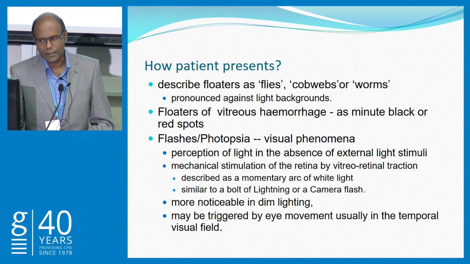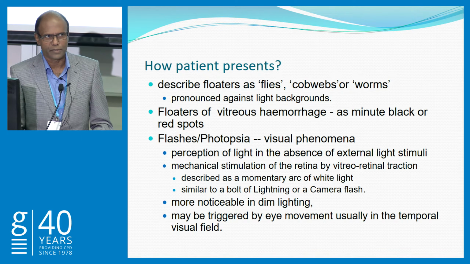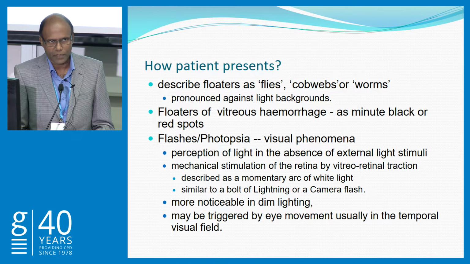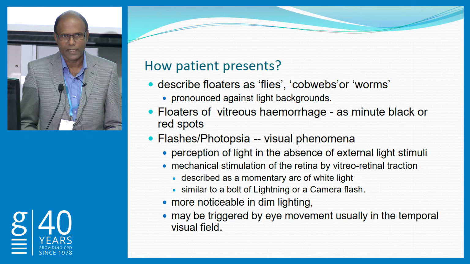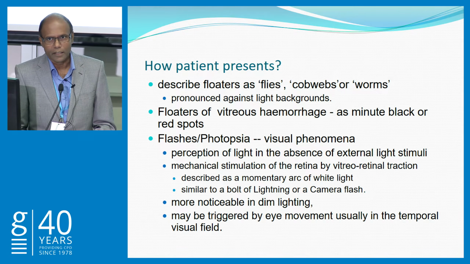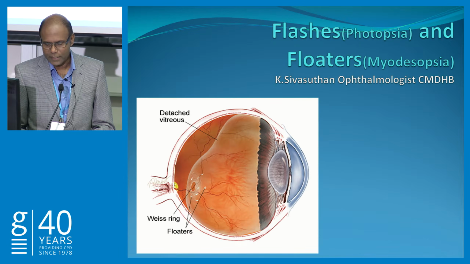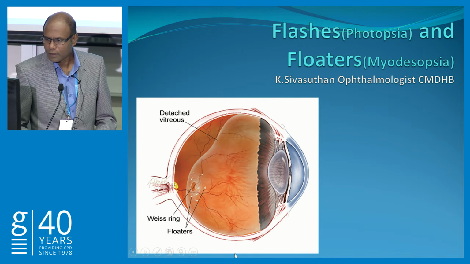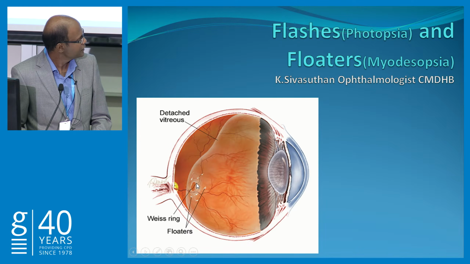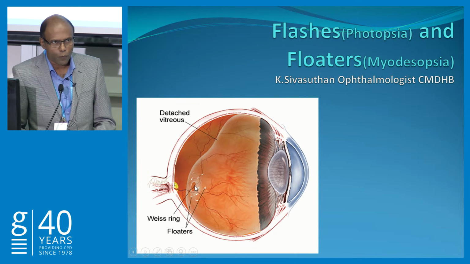So how do they describe it? People can describe various shapes and sizes of floaters. The typical one, they complain of as a ring, a complete ring. If I go back to the slide, here you can see the vitreous attachment to the optic disc. When it moves forward, it makes a complete ring. So that's what people complain of.